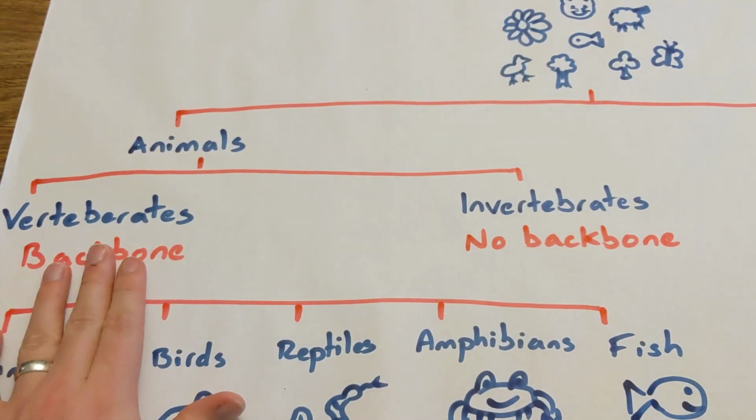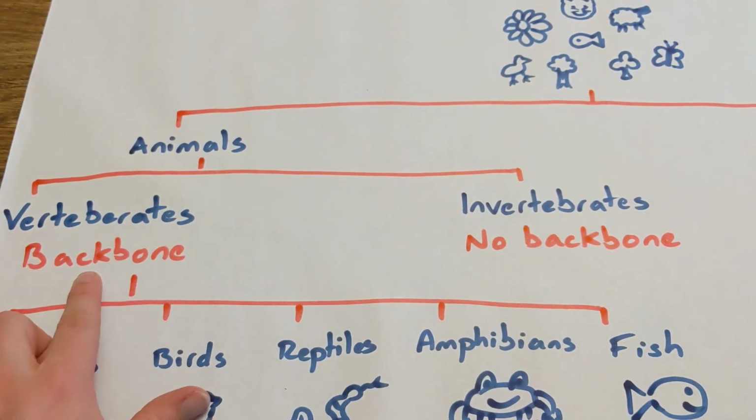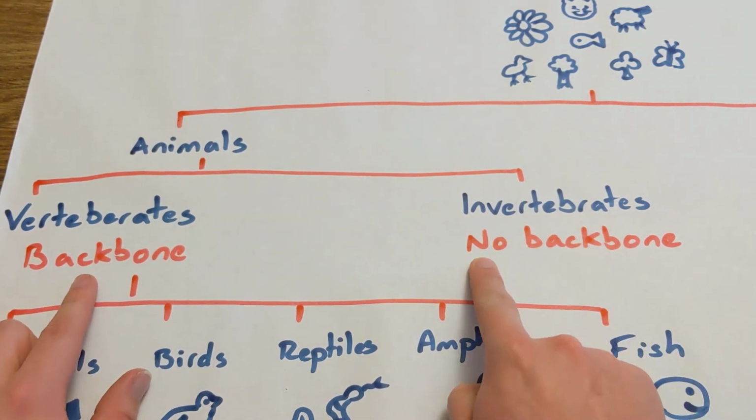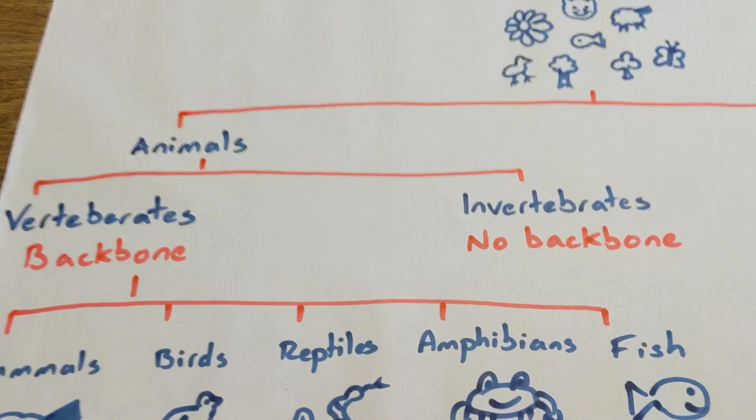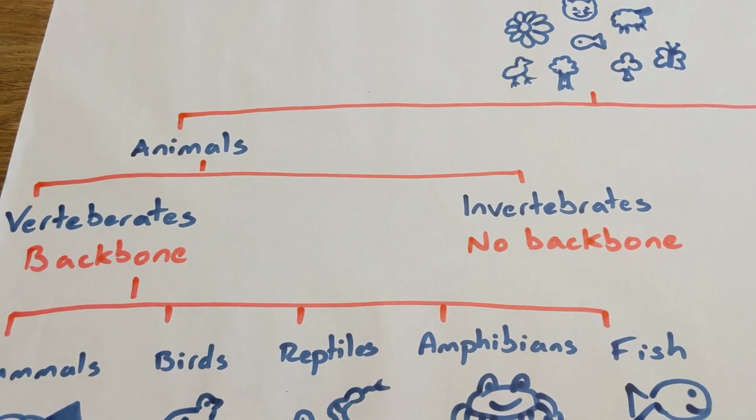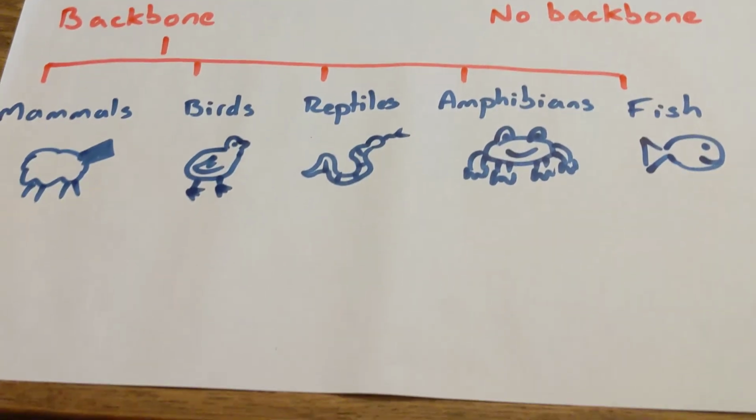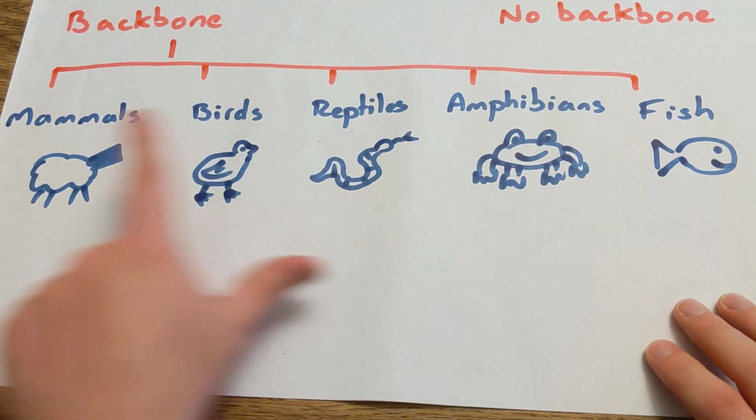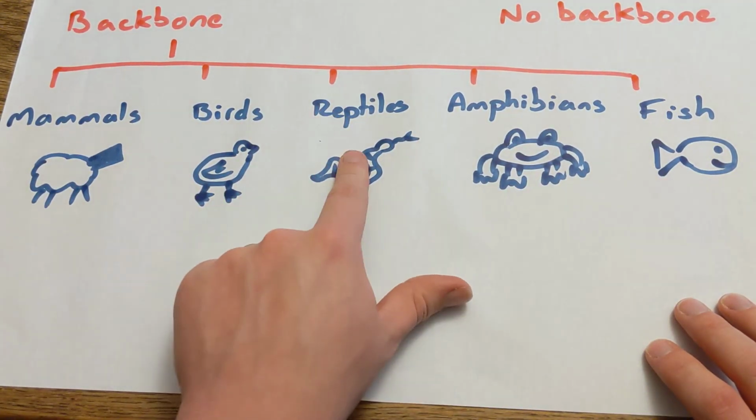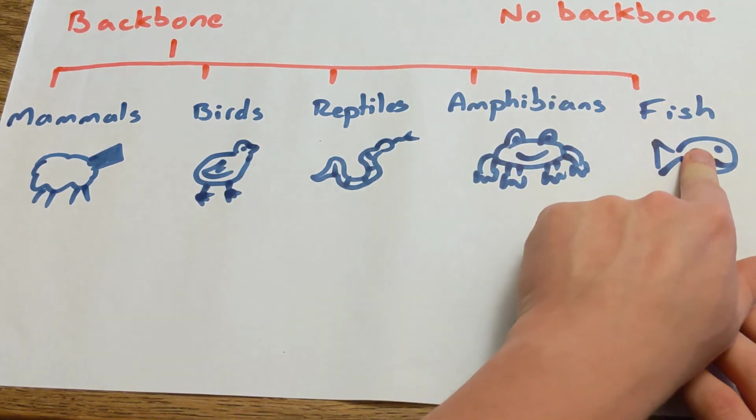So we talk about vertebrates, they have a backbone, and invertebrates, they have no backbone, okay? And then, because not all vertebrates are like each other, we have to get a little bit more detailed, and we split the vertebrates up into these 5 groups: mammals, birds, reptiles, amphibians, and fish.